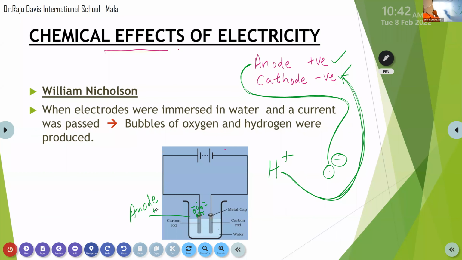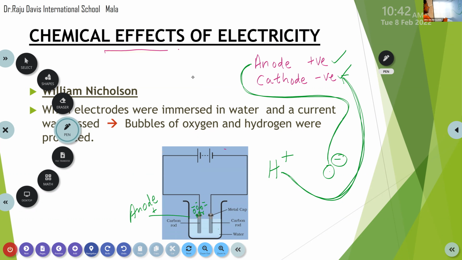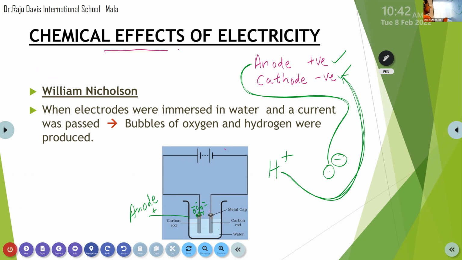And again, what about this hydrogen? We can see the bubbles of hydrogen near this cathode, because hydrogen has which charge? Positive. So hydrogen has positive charge, so it moves towards this cathode, because the cathode has which charge? Negative charge. Is it clear? Yes, ma'am.